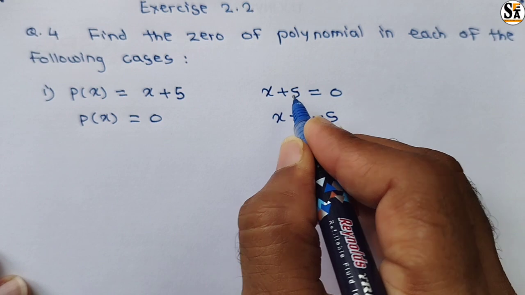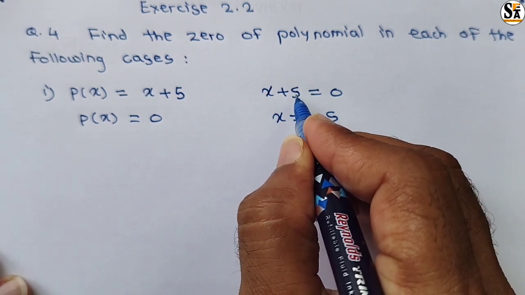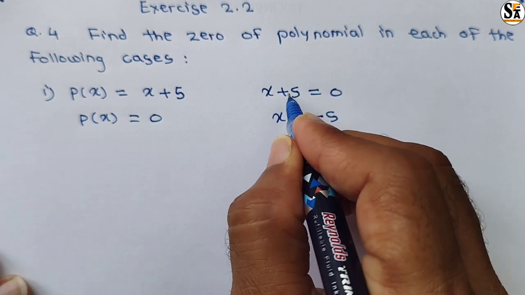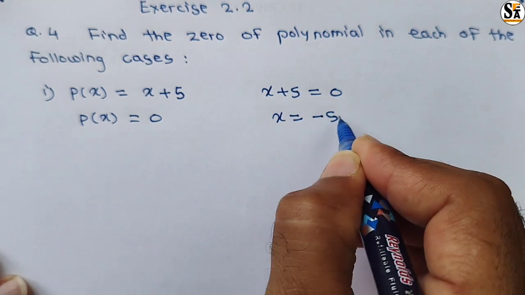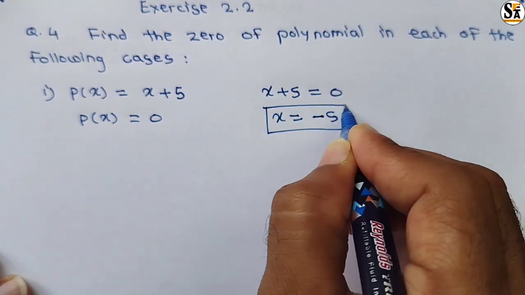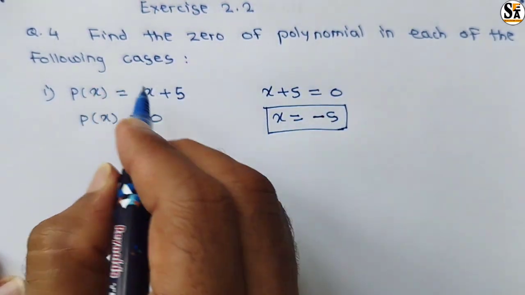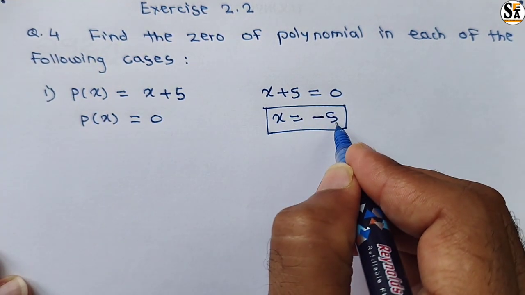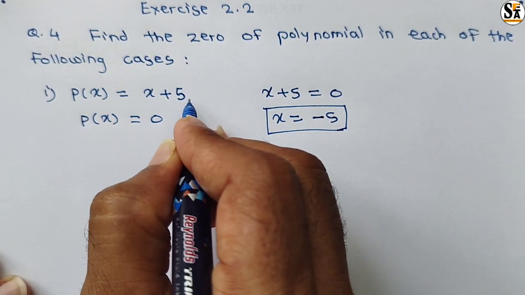As we are changing the side of this constant from left to right, we must change the sign of this constant. It is positive here, so after changing its side, it will become negative. So x equal to minus 5. So if we put x equal to minus 5 in this polynomial, we will get the value of the polynomial as 0. So x equal to minus 5 is the 0 of this polynomial.